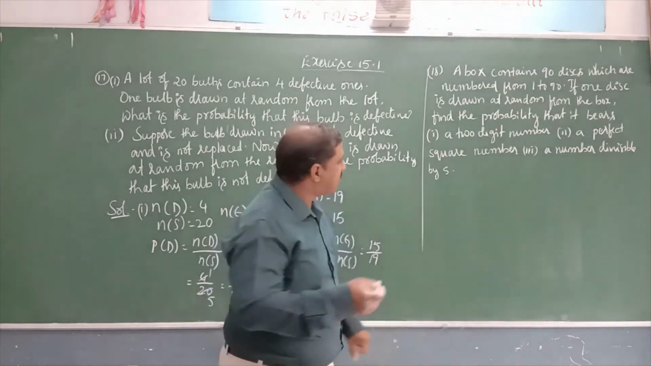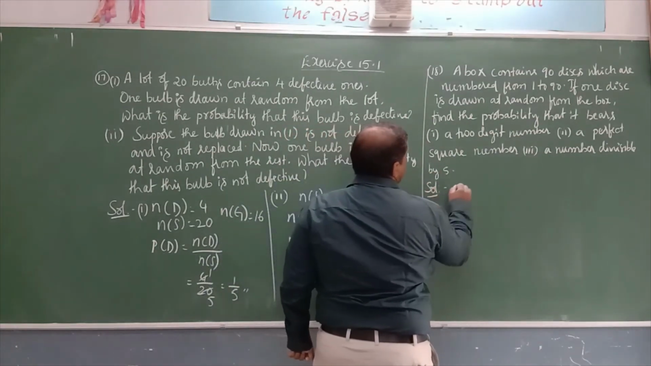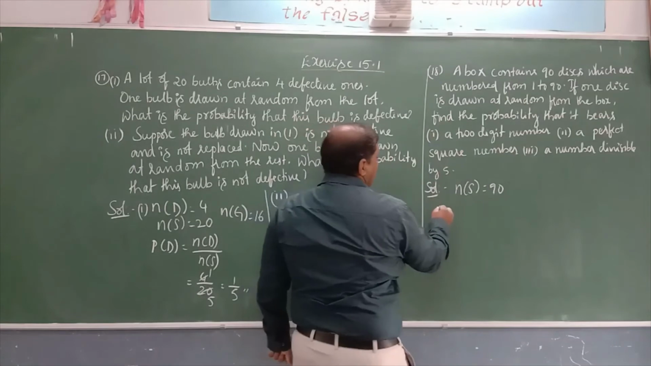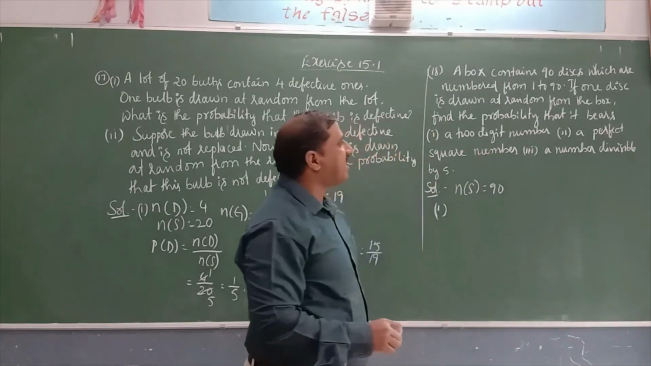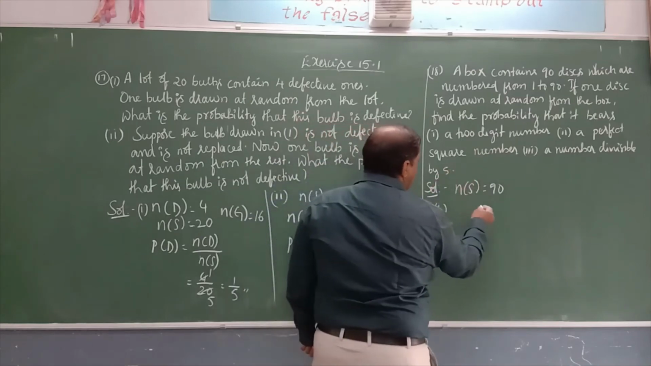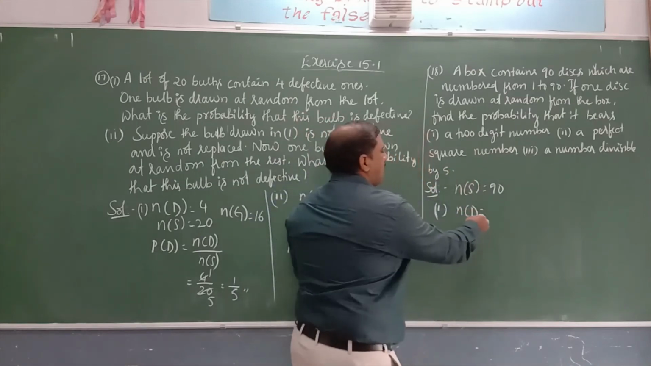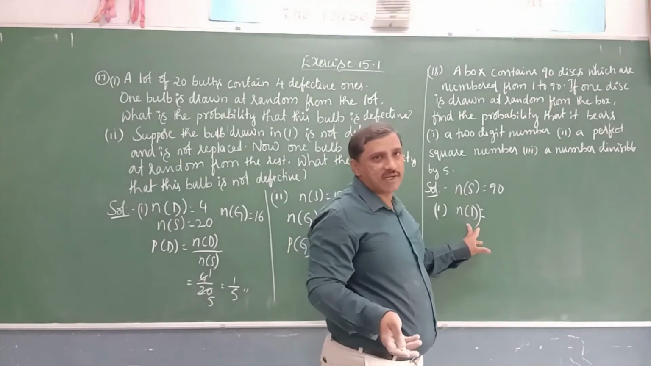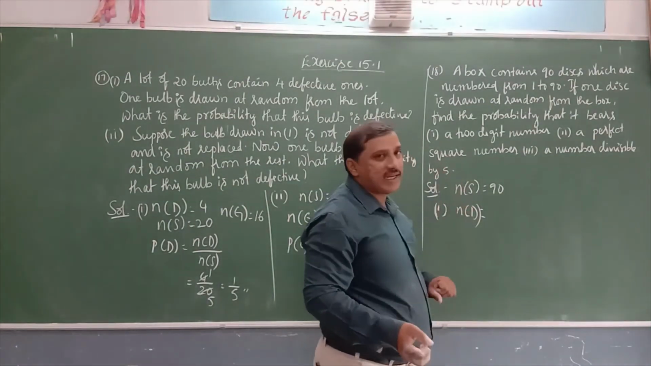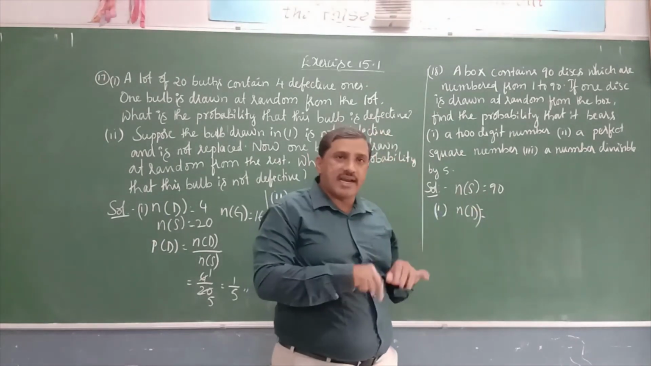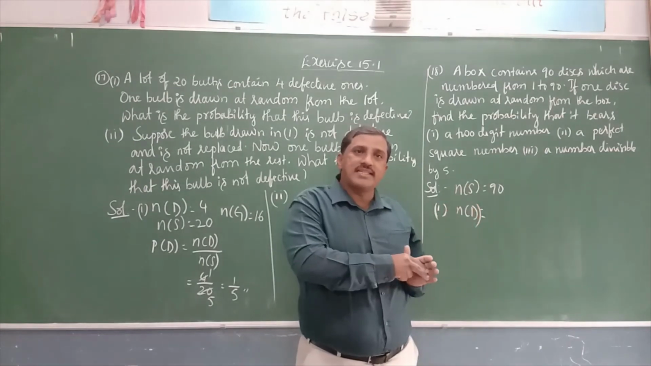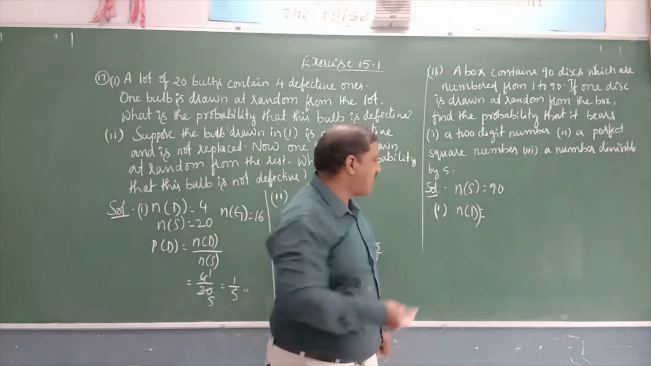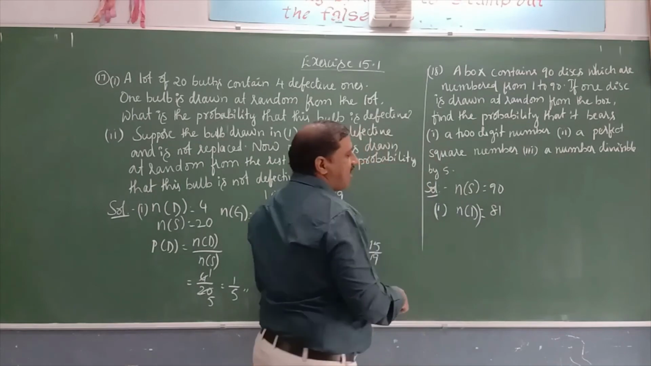So here, the total possible outcomes n of S is equal to 90. First, a 2-digit number, I am taking as D. n of D means the number of 2-digit numbers. From 1 to 90, there are 90 numbers, and from 1 to 9 there are 1-digit numbers. So 2-digit numbers start from 10. Therefore, 90 minus 9 is equal to 81. So 81 2-digit numbers are there.